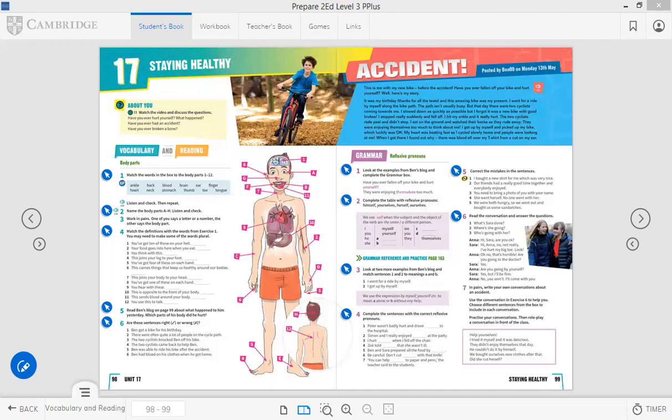Sale. ¿Ya terminaron? Okay. Let's check them. Exercise number one, match the words in the box with the correct parts of the body. Okay, we have ankle, heart, neck, blood, stomach, brain, thumb, and others.